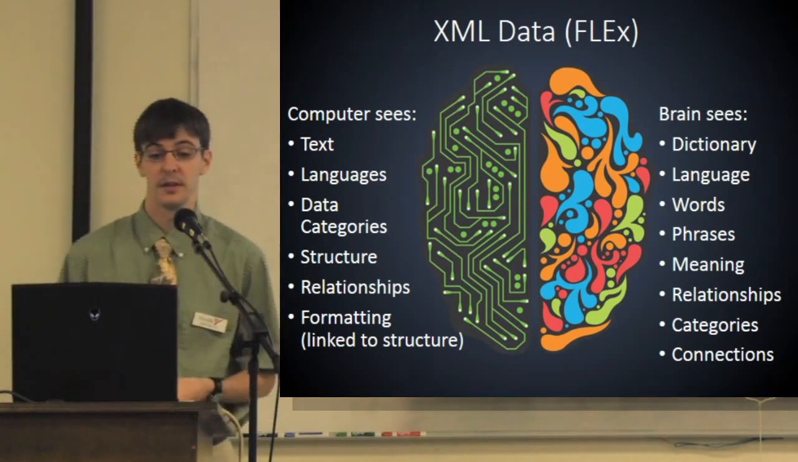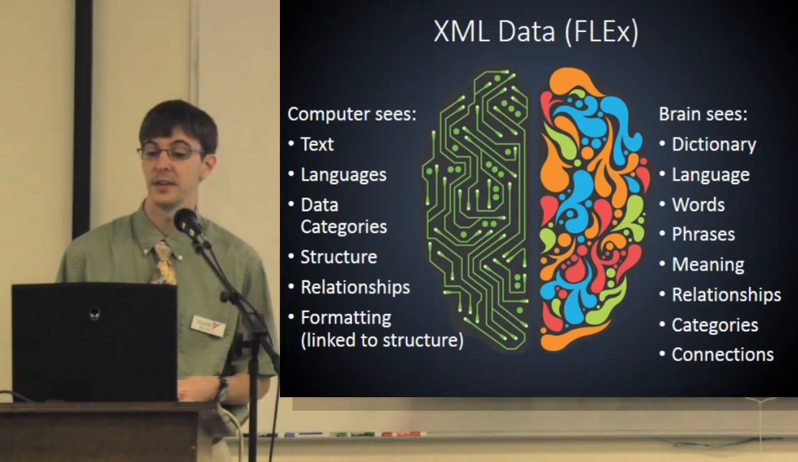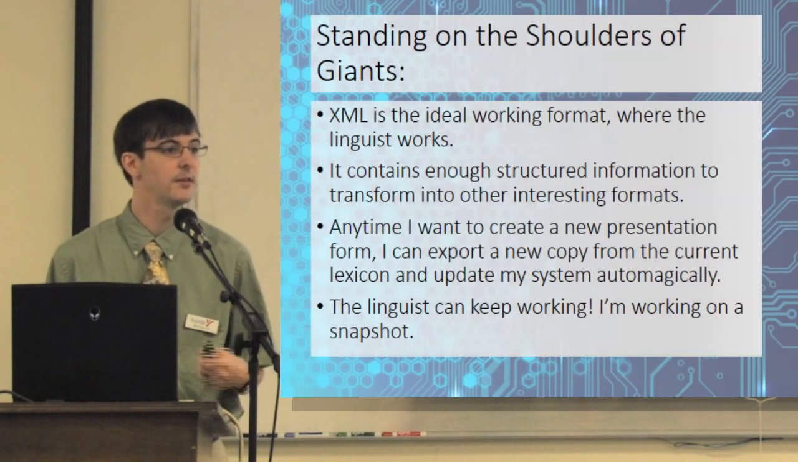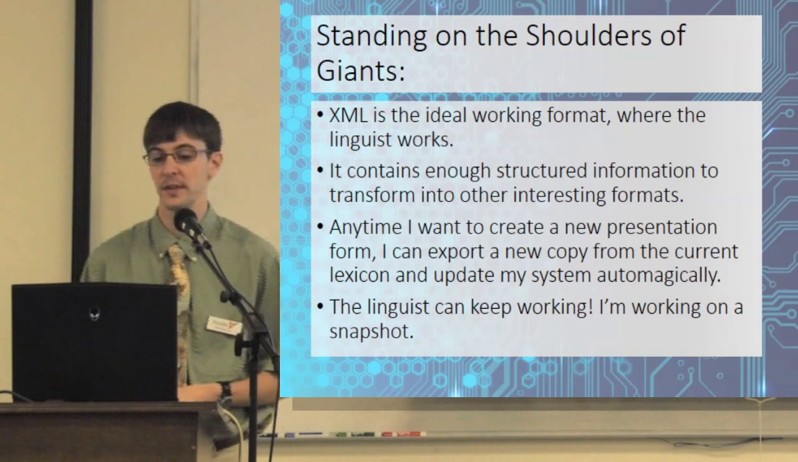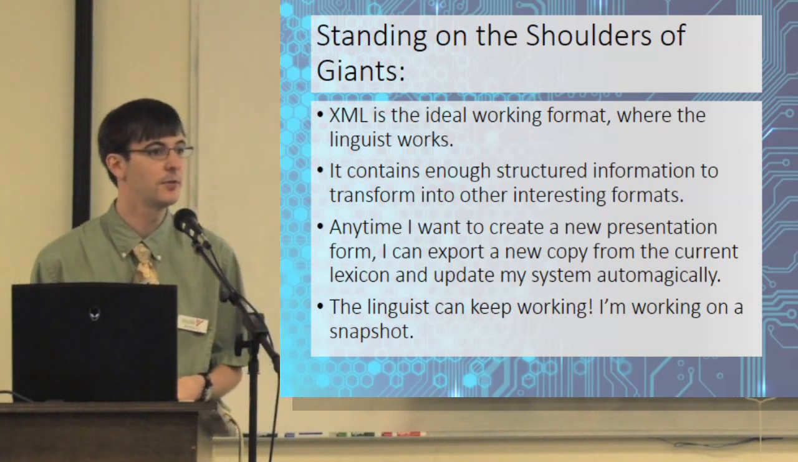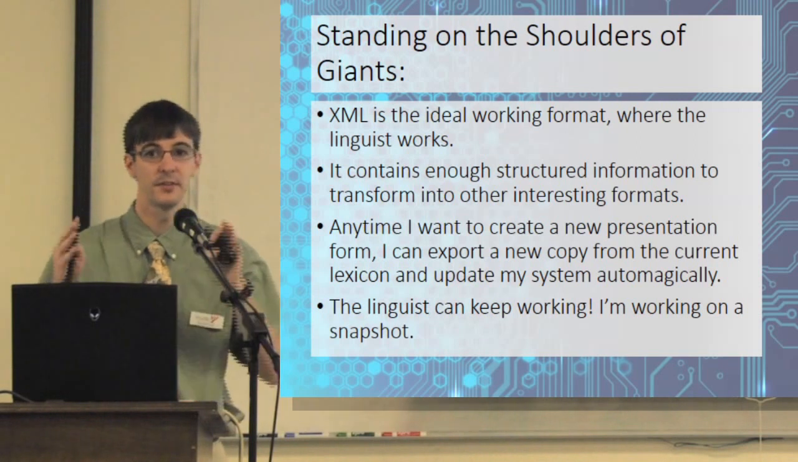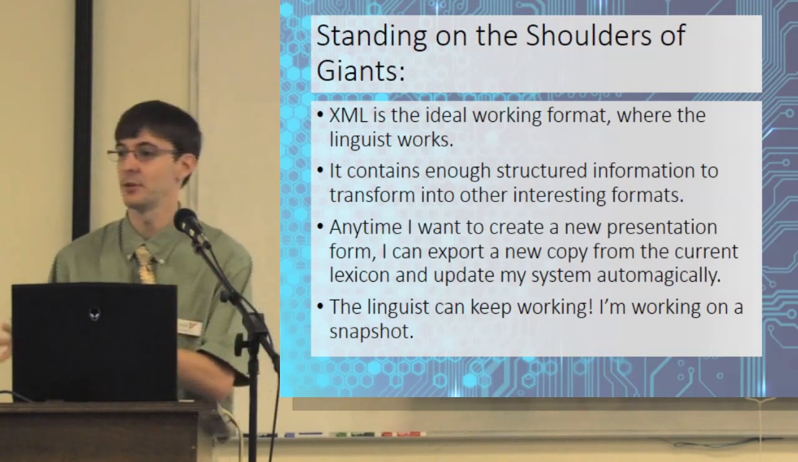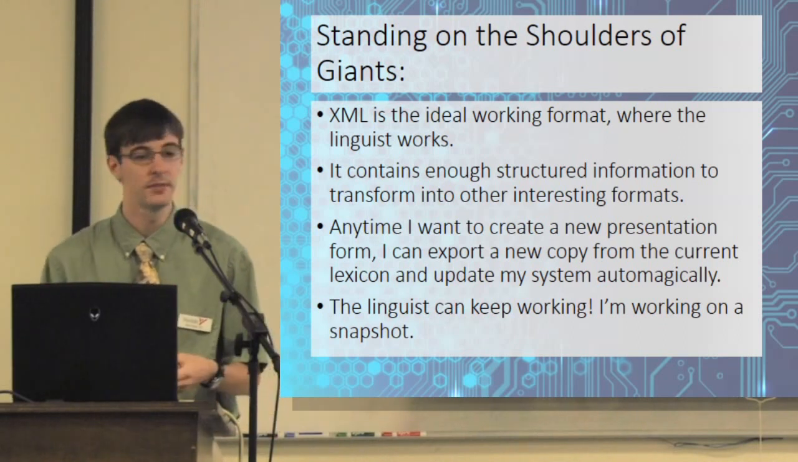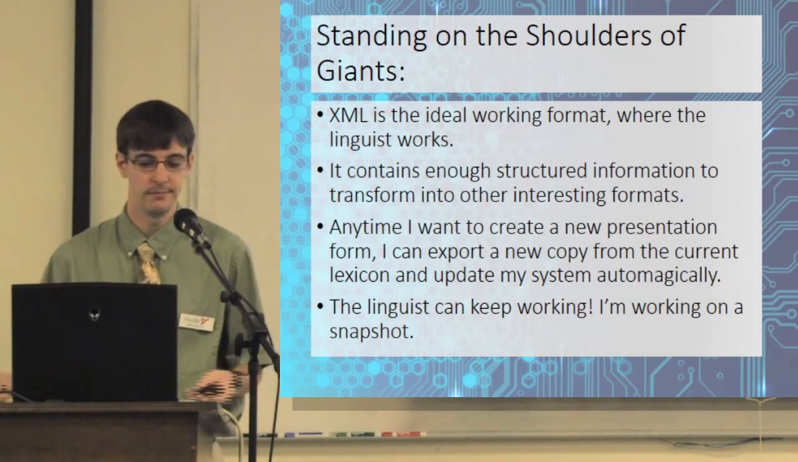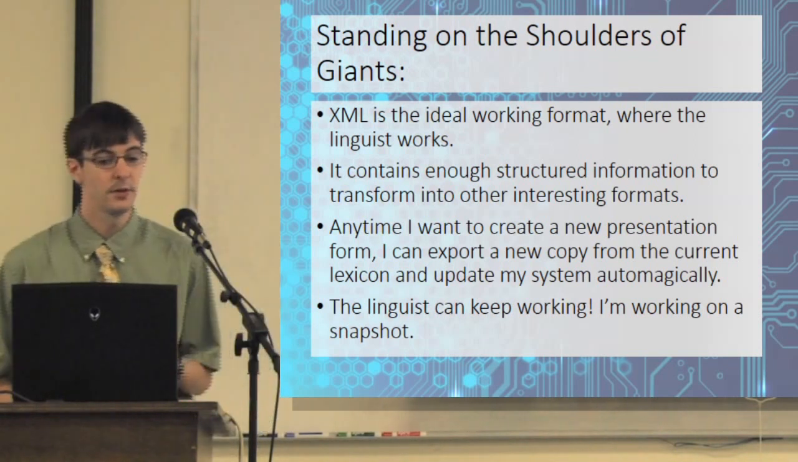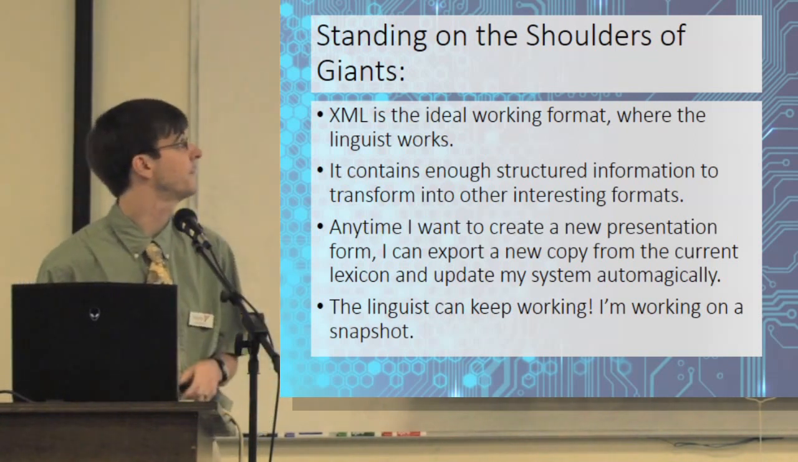So XML is an ideal working format where the linguist works. And it contains enough structured information that you can do interesting things with the data, and the linguist can keep on working. Very often, if you want to do cleanup on a lexicon, the linguist has to stop working, you do cleanup, and then they start working again. I can work on a draft copy of it and not have to stop them working, which is wonderful. So what does smart data make easy?